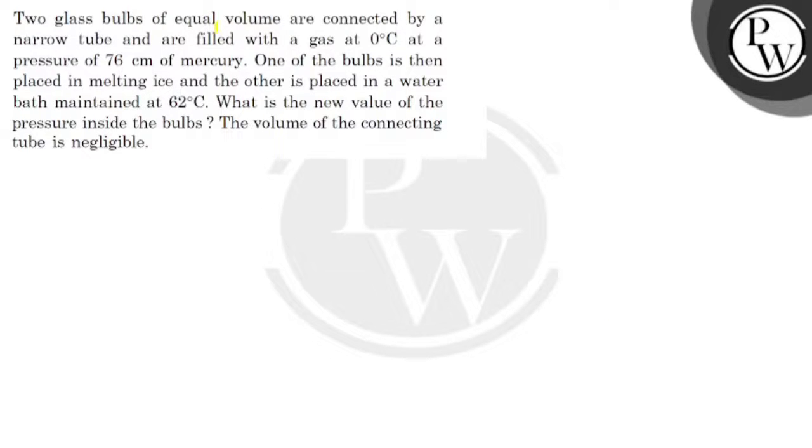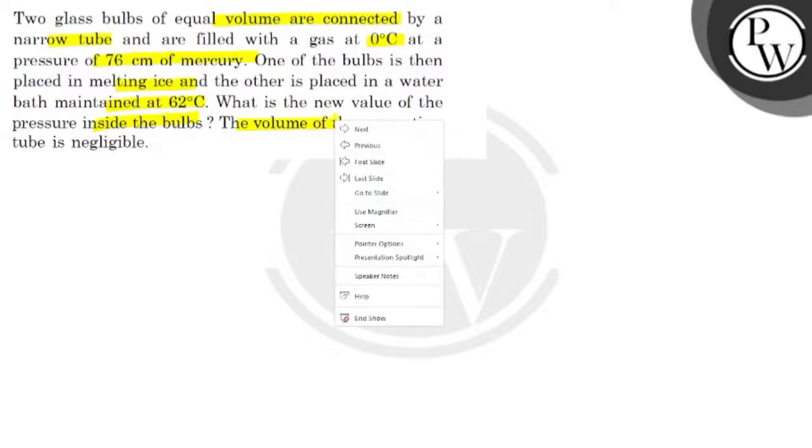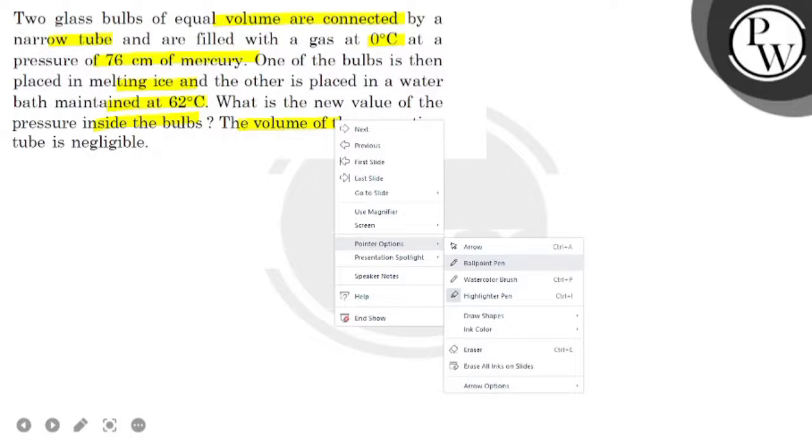Two glass bulbs of equal volume are connected by a narrow tube and filled with a gas at 0 degrees Celsius at a pressure of 76 centimeter of mercury. One of the bulbs is placed in melting ice, and the other is placed in a water bath maintained at 62 degrees Celsius. What is the new value of pressure inside the bulbs? The volume of the connecting tube is negligible. Okay, so let's start the question.